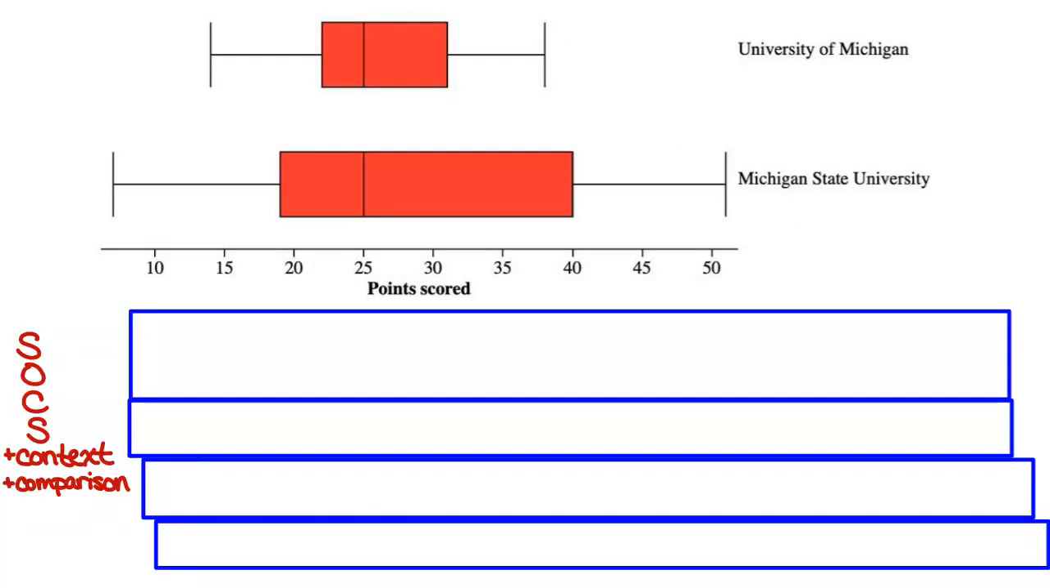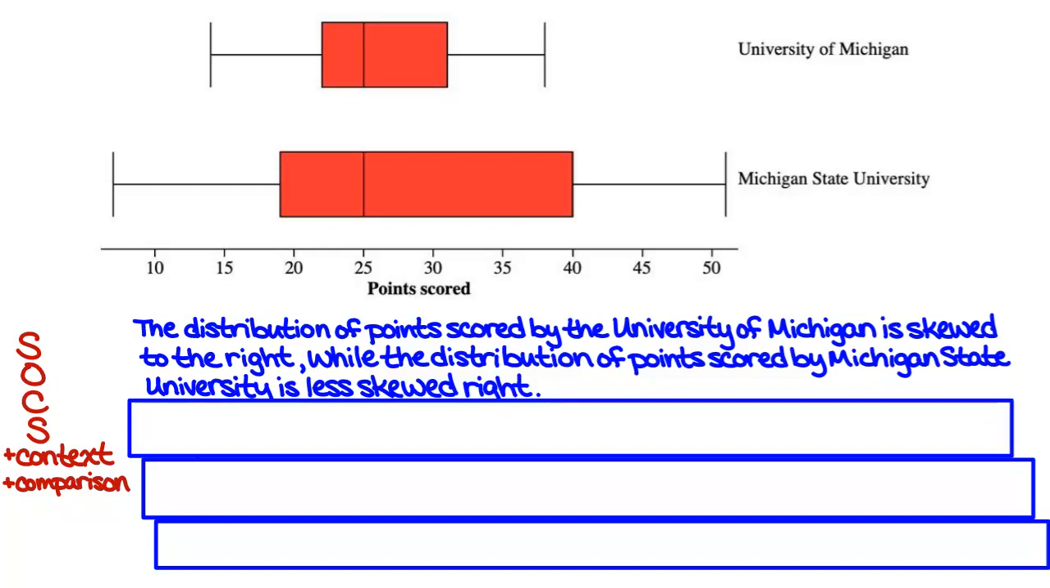So we got to make sure to hit SOCS. Here's what I said to start off my comparison. The distribution of points scored by, and then I named the two. Is a lot of words, but I'm getting my context points right there. Context is always a big deal. On the AP exam, when you're describing a distribution, there's these 4 things you have to hit, plus context and comparative language if you're comparing. If you forget one of these 4 pieces, but you remember your context, that's almost always still good enough for an E.